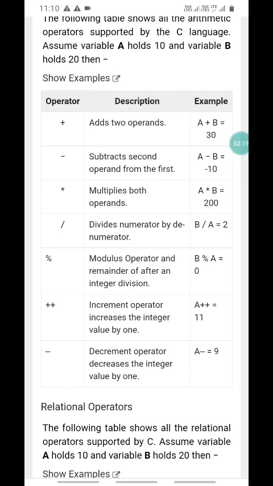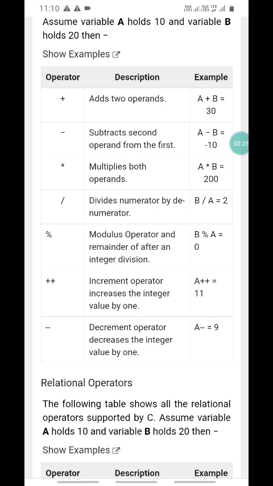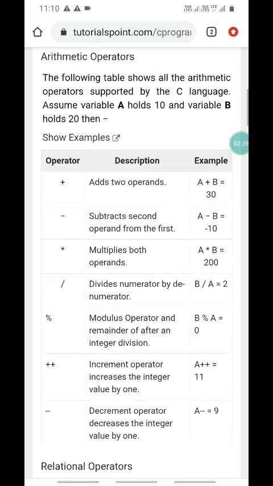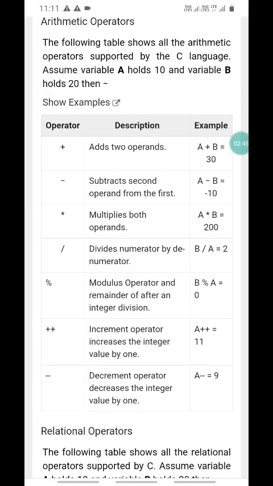Okay, then the third one multiplies both operands. The multiplication operator multiplies both operands, that is A into B, that is 10 into 20, which is 200. Division divides the numerator by the denominator, that is B by A. The value of B is 20 and the value of A is 10. So 20 by 10 equals 2. If 20 is divided by 10, you get the answer 2. The division operator gives the quotient, that is 2.